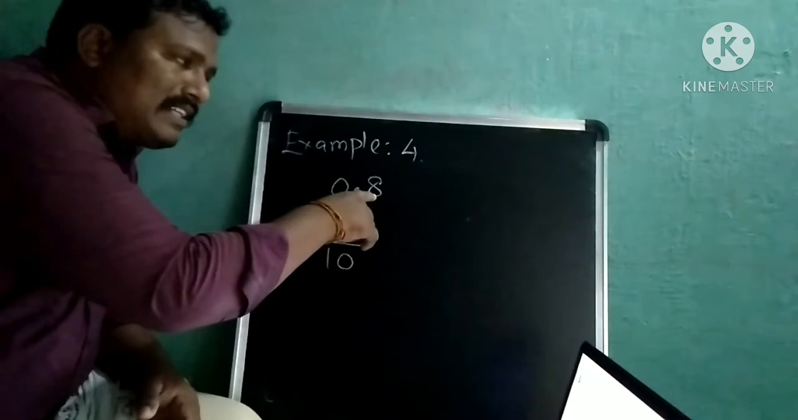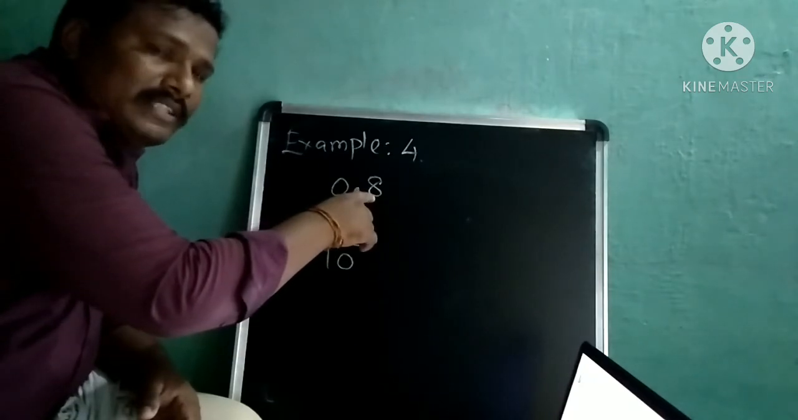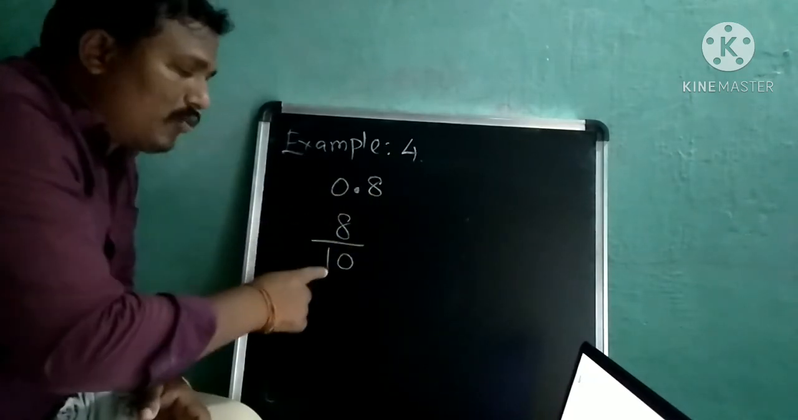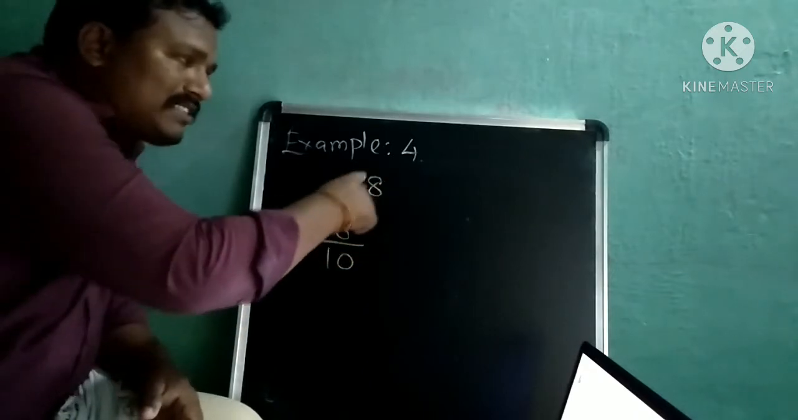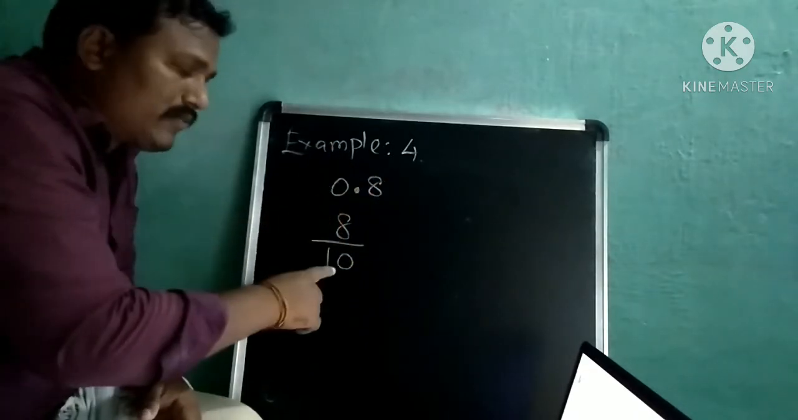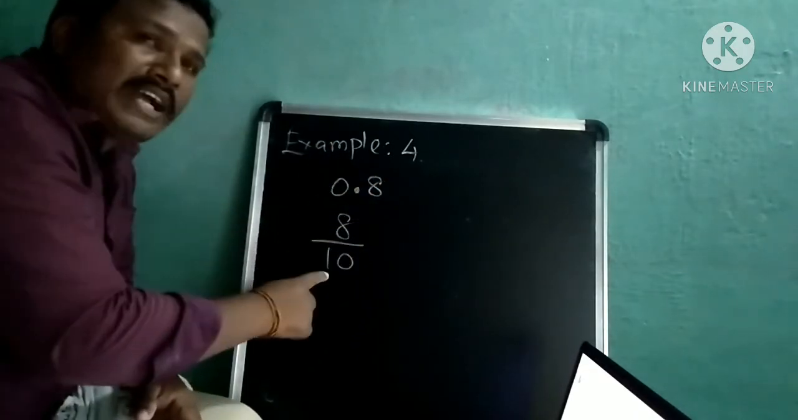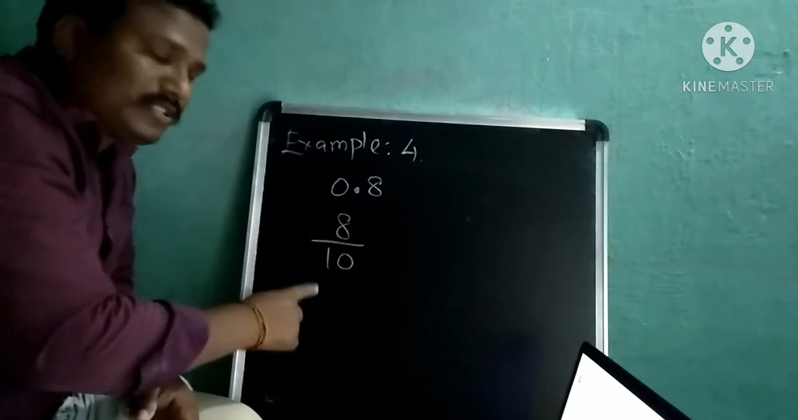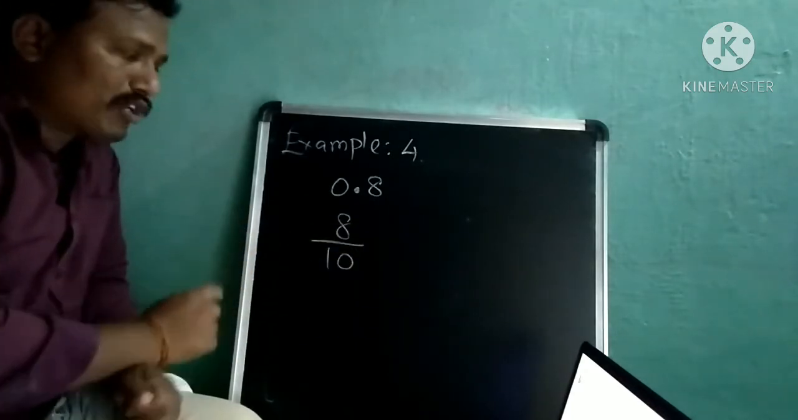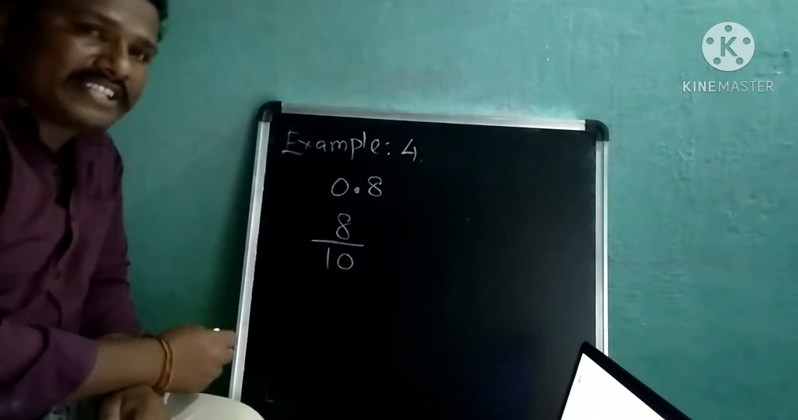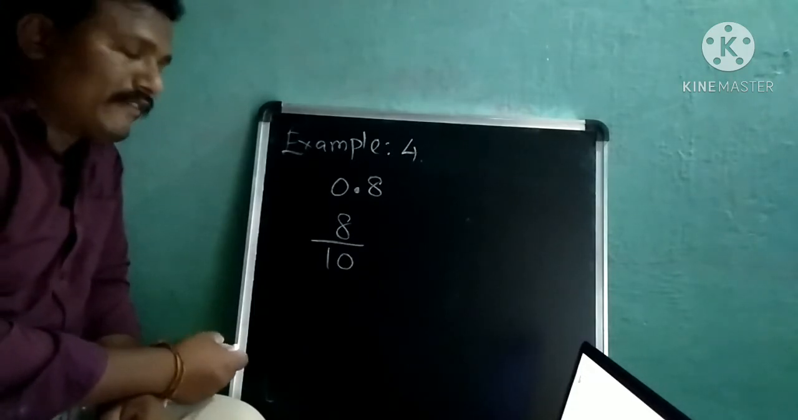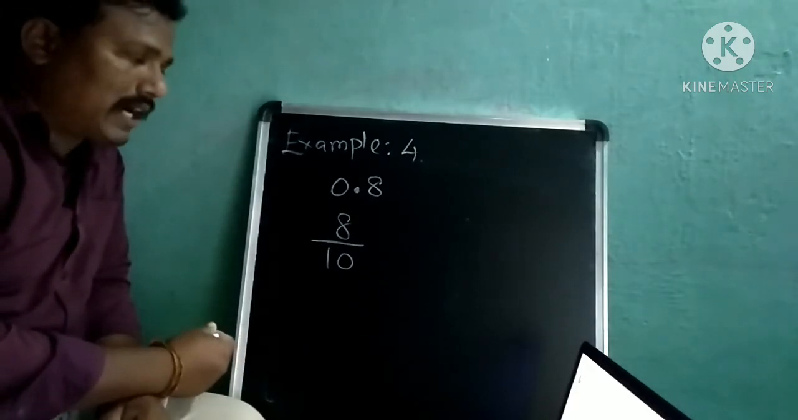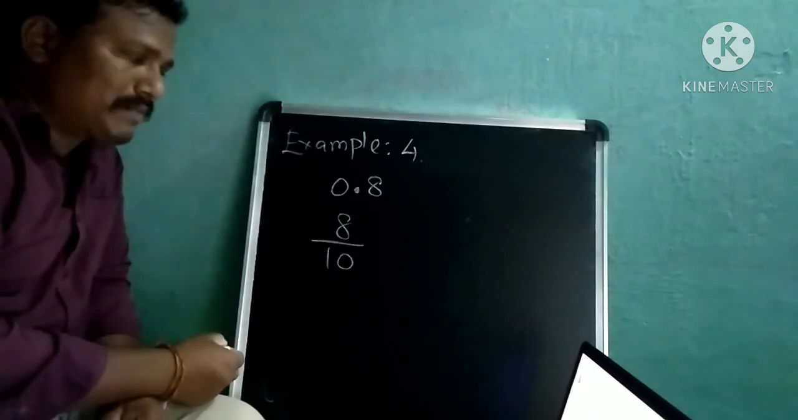So 8 is the fractional part, so I take it as the numerator. Why do I put 10? Because the decimal place value is only 1. That way I put 10. If it is 2, I will put 100. If it is 3, I will put 1000. So 8 by 10. If you look at it, you can simplify this fraction. If it is possible, you can simplify. So I will tell you how to simplify that.